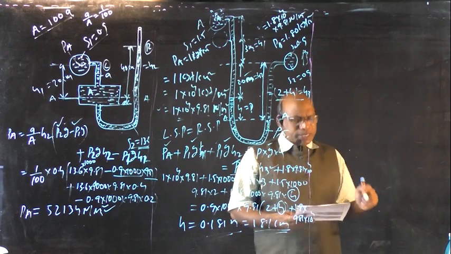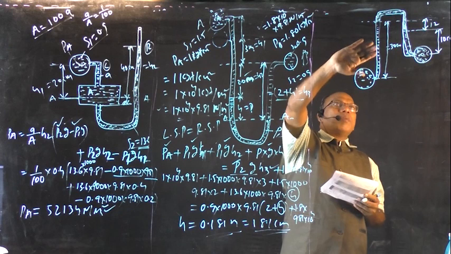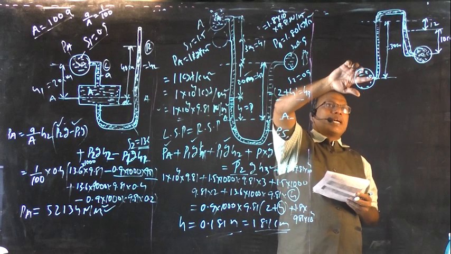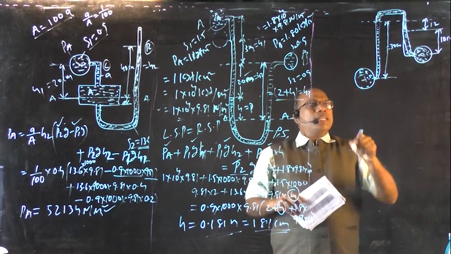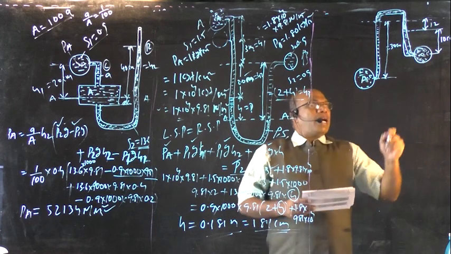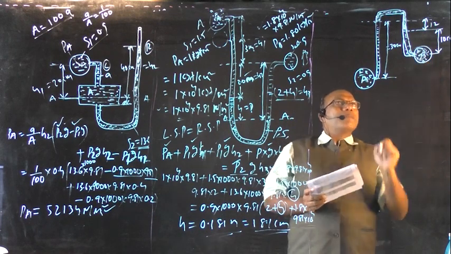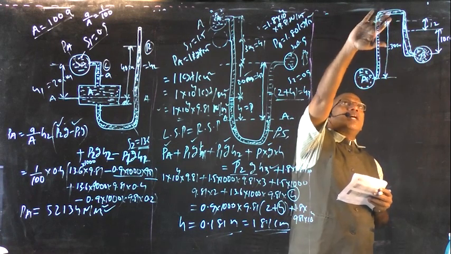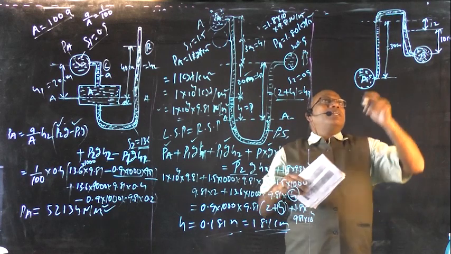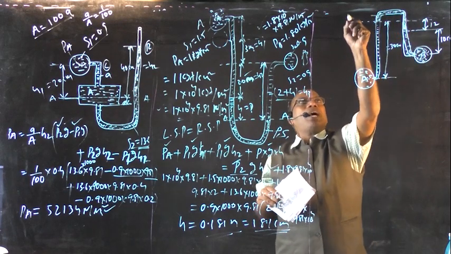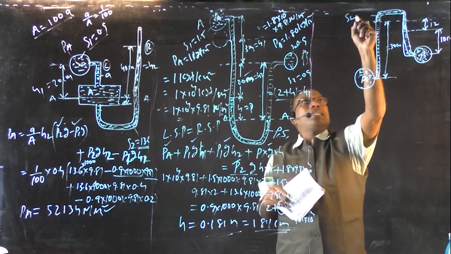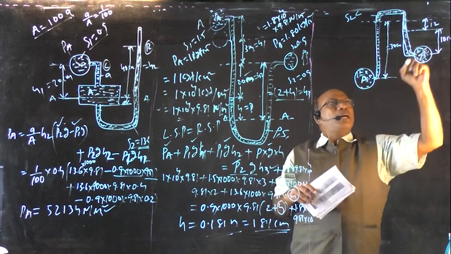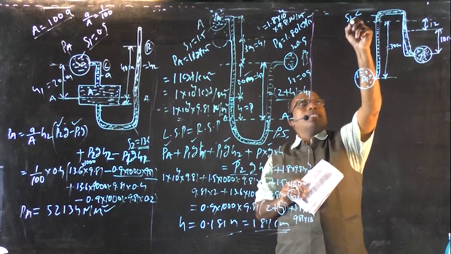Inverted differential manometer. Inverted differential manometer means the one end of the inverted U tube is connected to the pipe A here, and another end is connected to the pipe B. In this case, inverted differential manometer, we are going to take the manometer liquid is the light liquid. That means the specific gravity of the manometer liquid is less than liquid flowing in the pipe A and liquid flowing in the pipe B. Right? That is denoted by SL.